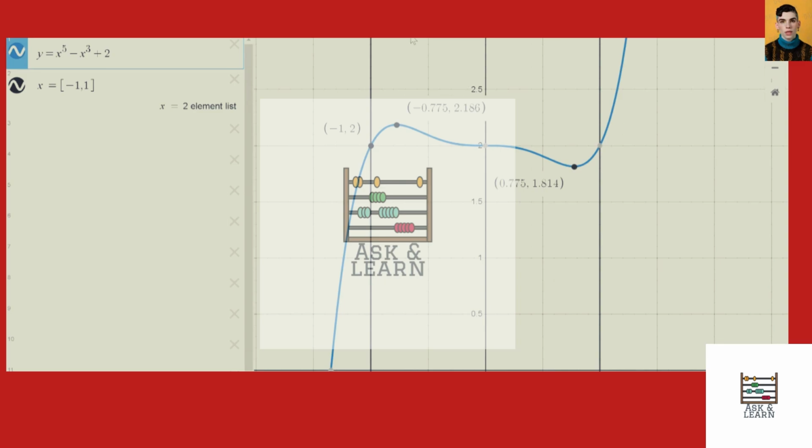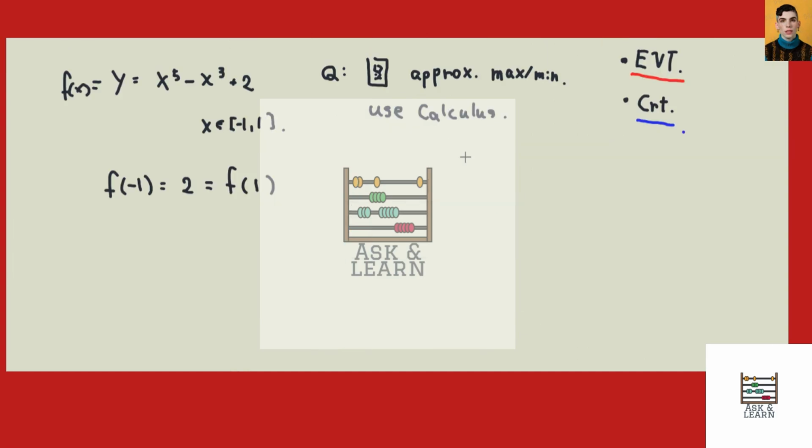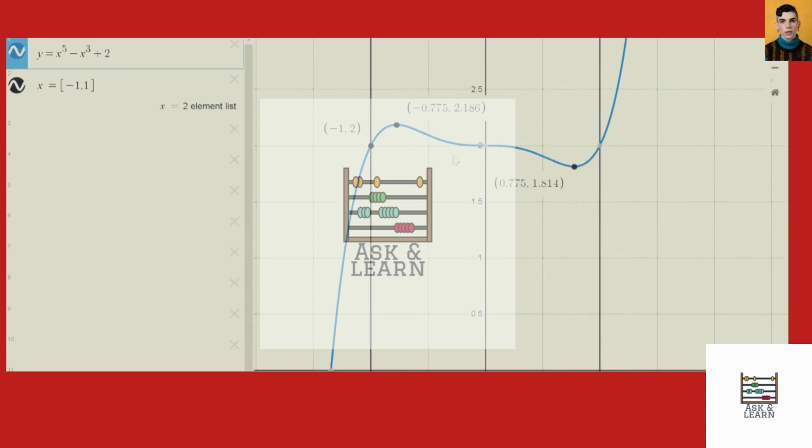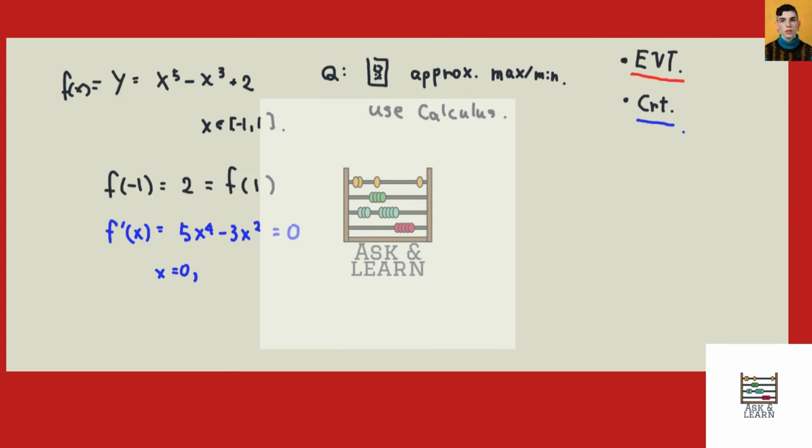All right, so let's go ahead and try to do this analytically. So we're going to find the derivative first. This one shouldn't be that big of a deal by now. F prime of x is 5x to the fourth minus 3x squared. 2 just becomes 0. We're going to let this equal 0. So x equals 0 is of course going to be a saddle. As we saw over here, it decreases but decreases again, so it's not a critical point.